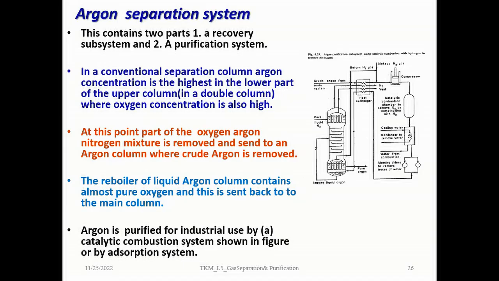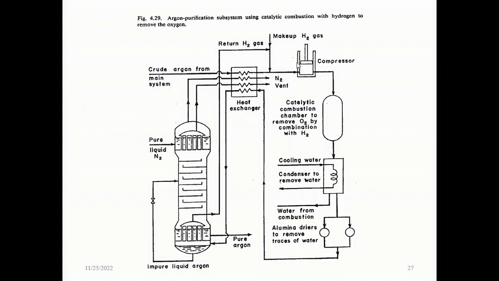Okay, the catalytic combustion system is shown here. Crude argon from the main system enters here in the heat exchanger, and then it is compressed. It enters the catalytic combustion chamber to remove the oxygen by combination with the hydrogen, and then it is separated by cooling water, cold water. It enters the condenser to remove the water vapor here, and then it gets condensed to water. Then the argon is dried out through the alumina dryers to remove small traces of water vapor.